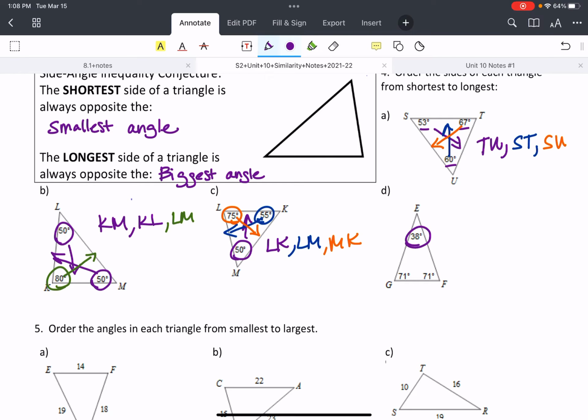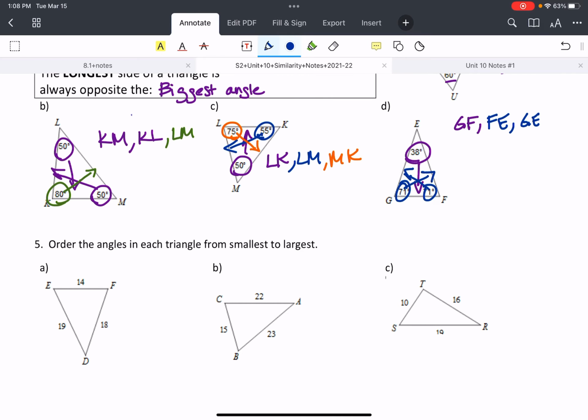We have kind of the same thing going on in triangle D. Our shortest side is 38. Across from that is GF. Then we have these two 71s, but it doesn't matter which order I write them in, so I'm going to do FE and then GE. It really doesn't matter on there.